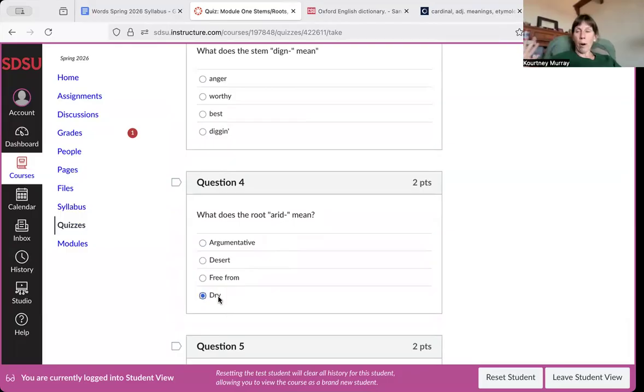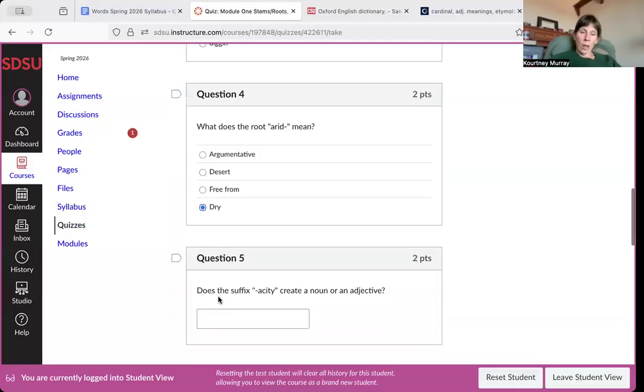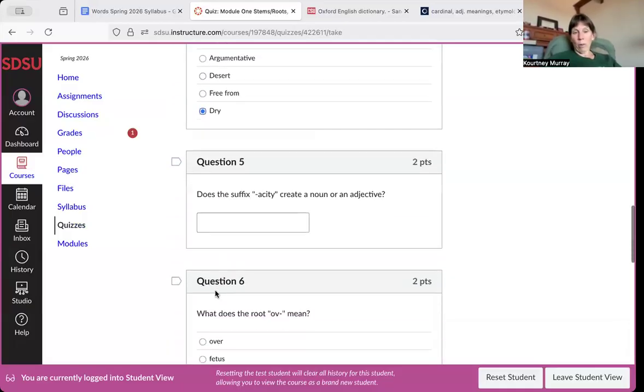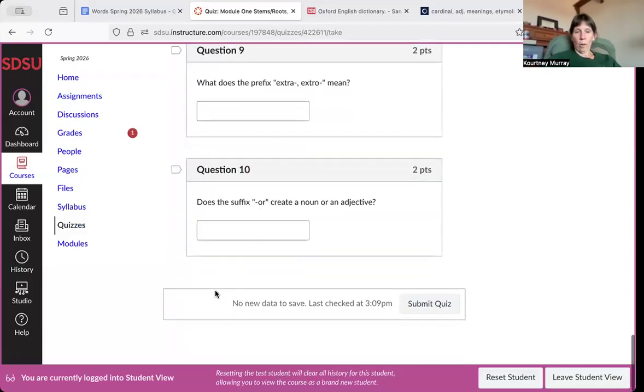And so, though in some parts of the world it can just mean hot, arid definitely can mean hot. In this particular class, according to the book, it means dry. So, dry is the only correct answer. It can be a little bit annoying, but that's why you take the quiz over and over again until you get the score that you want.